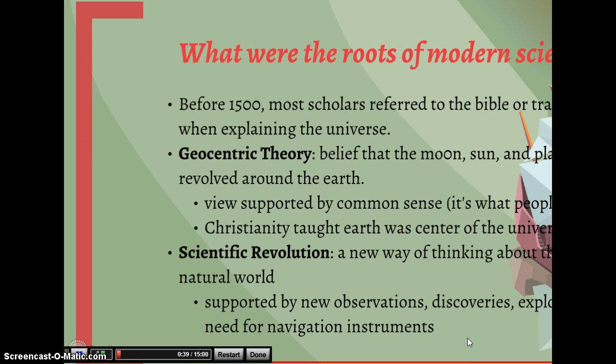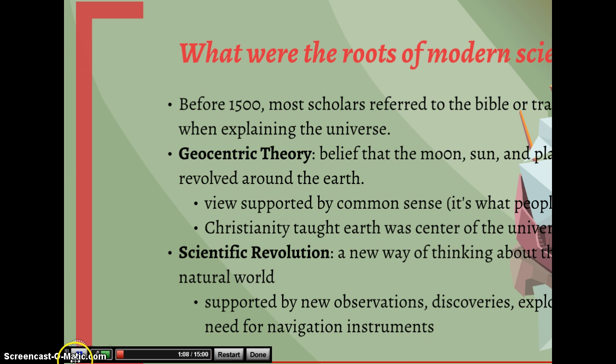It was supported for a couple reasons. One, it's what people saw, which means, when they looked outside, they could see the sun set, and they could see the moon, and they could see the clouds move, and they just assumed that the Earth was standing still while the rest of the universe was moving around it. Also, Christianity taught that the Earth was at the center of the universe, and that God deliberately placed Earth there. And so that made Earth a special place.